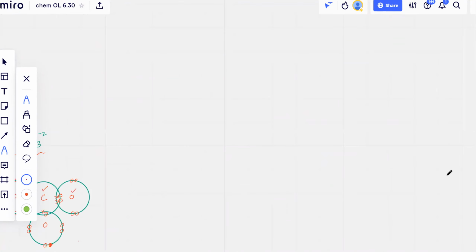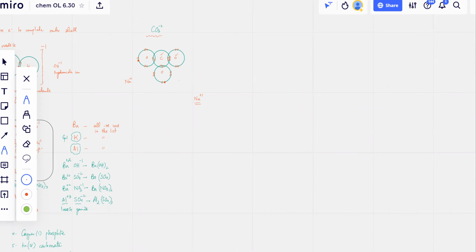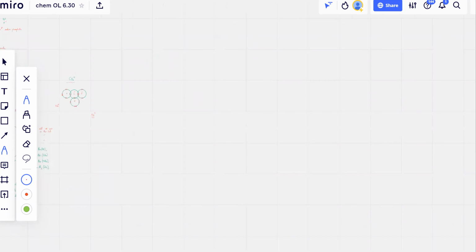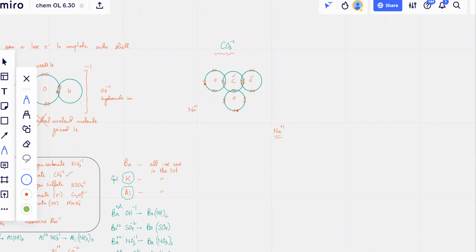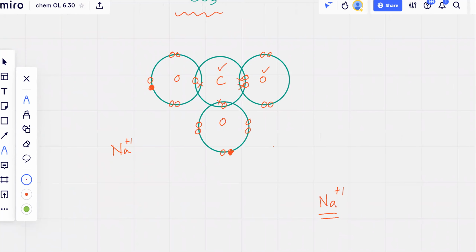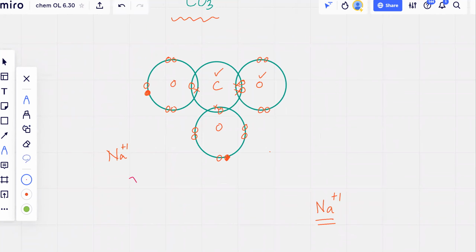Let me tell you what's happening. Let's try and do another example of a polyatomic ion. You don't need to draw the dot and cross diagrams. You don't need to know what the dot and cross diagrams look like. So for example, let's get rid of the electrons for a second and forget these oxygen and sodium ions.